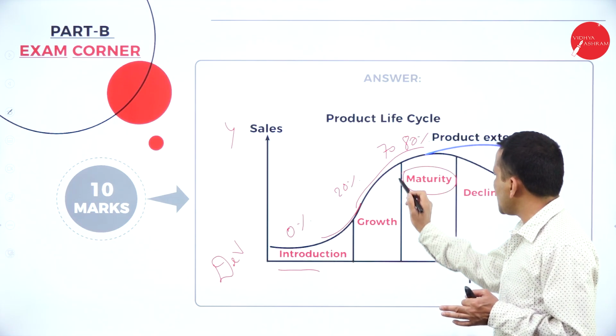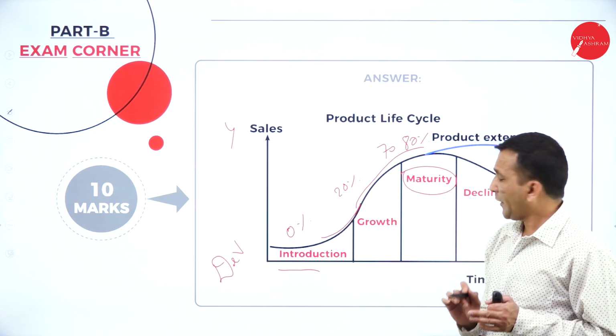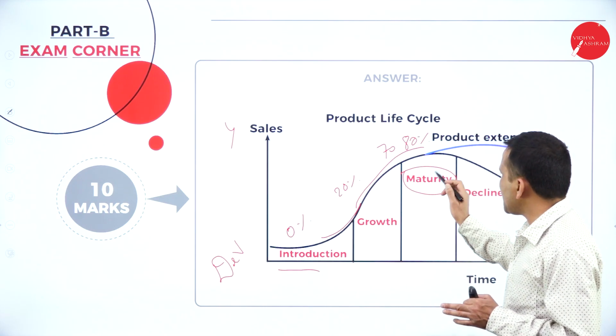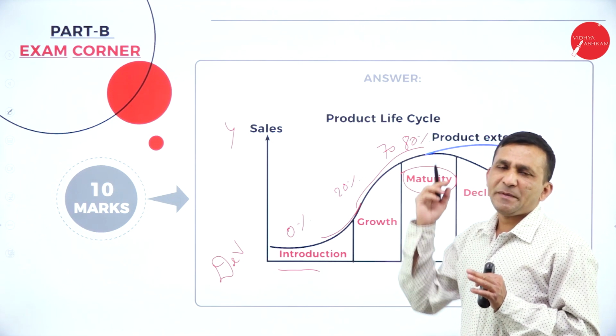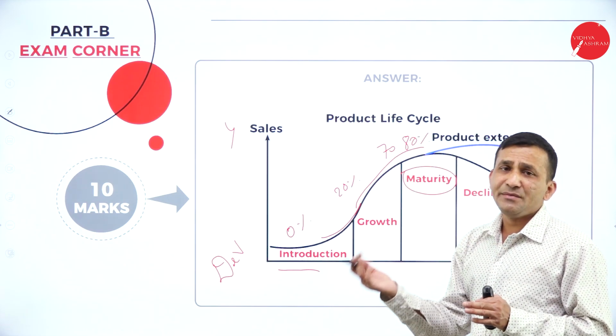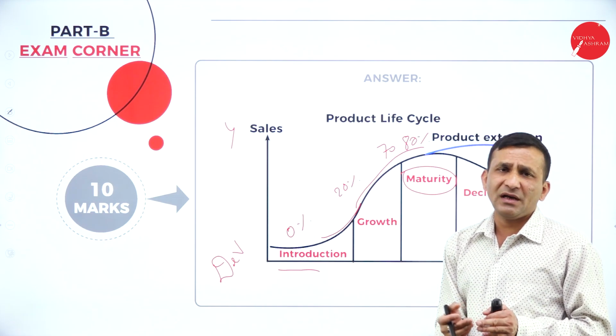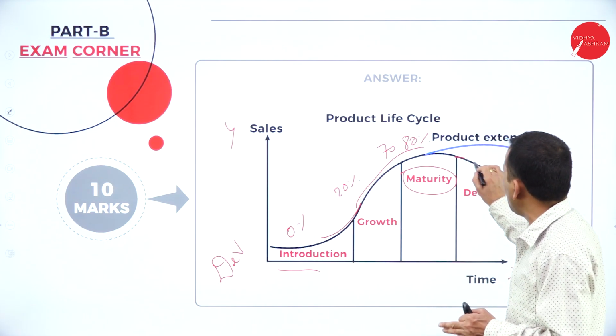So which is nothing but your maturity stage, okay. Under the maturity stage, see, assume after 3 years, if there is any specific product you are offering, a similar product offered by a competitor, so now your sales will be declining.